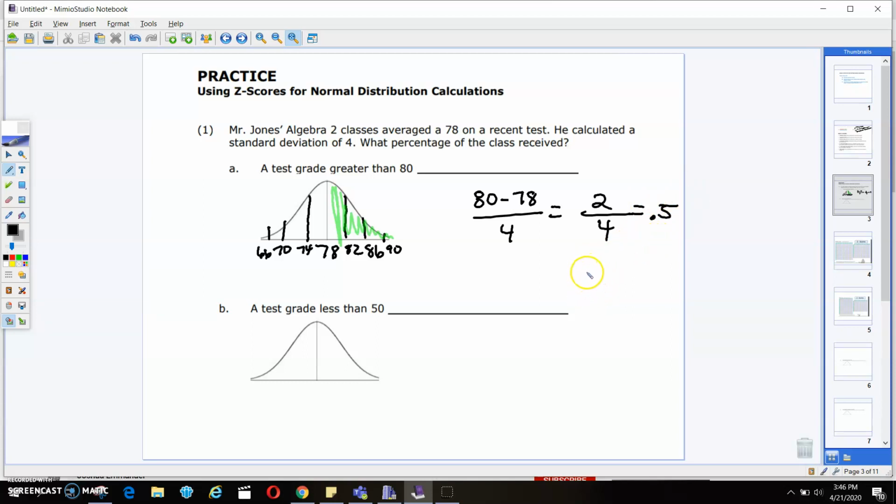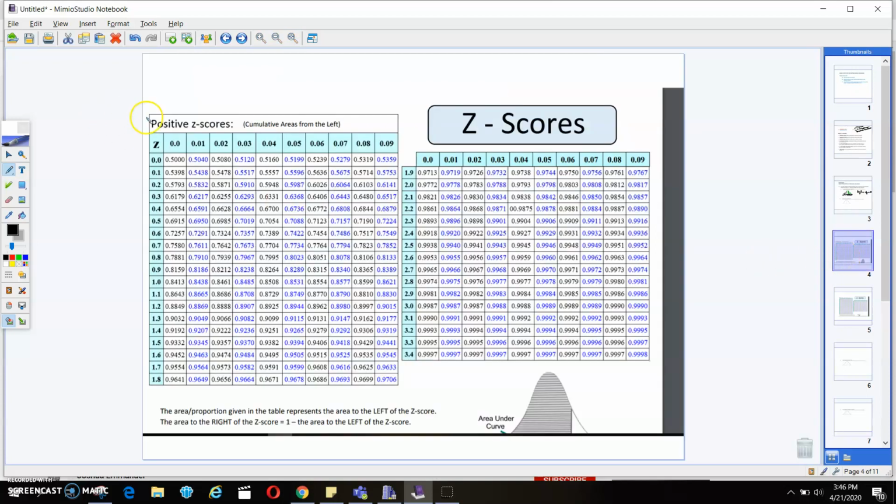That's very, very important. So we're going to go to the positive z-score table, and notice how it says positive z-score table. And we're going to read this where we're going to find 0.5. So we're going to start right here in this corner, and we're going to go down the left side, and then we'll move across this way. But we're just looking for the number 0.50. So we're going to go down to 0.5, and this right here is going to be our z-score number.